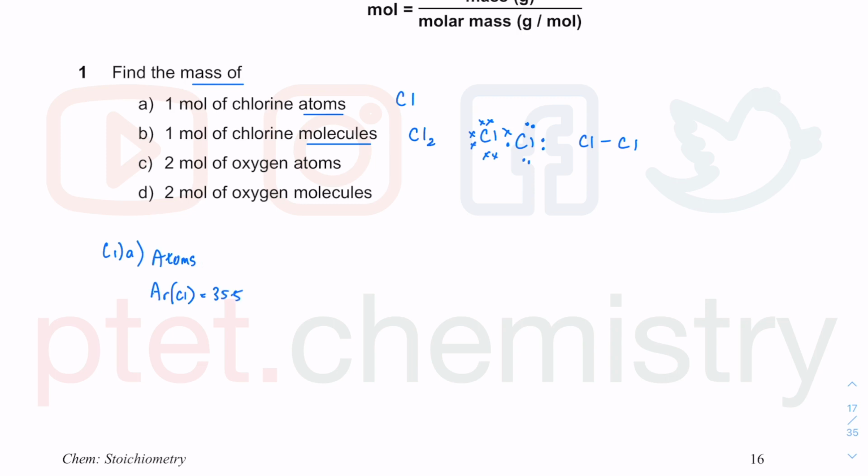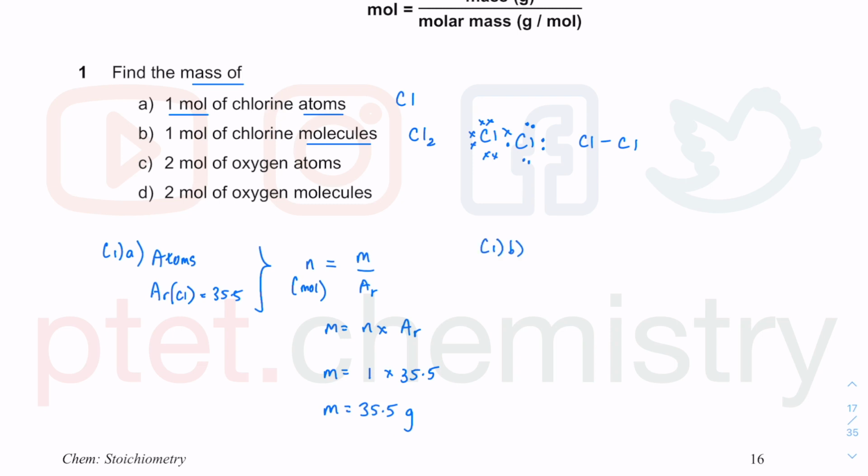So what do we know? We know that mole can be represented by n. n is basically mole. So basically I could do mole equal to mass over AR here, because I just have the atom. So I want the mass. So mass equal to mole times AR. So I have 1 mole according to the question. I have my AR, which is 35.5, so the mass is 35.5 gram there. So 1 mole of chlorine atom is 35.5 gram.